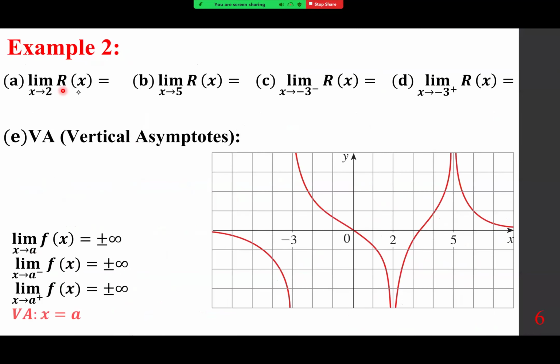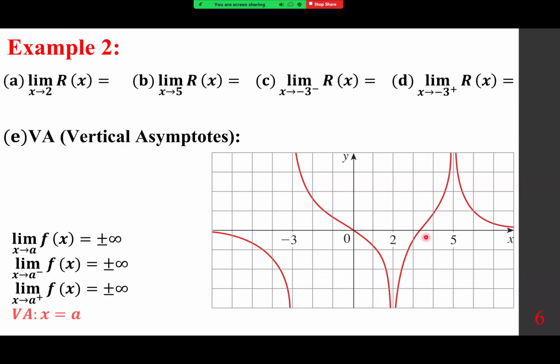We want to find the limit of r of x as x approaches 2, 5, negative 3 from the left, negative 3 from the right. I'm reminding everybody of the definition of a VA, short for vertical asymptote. If the limit of f of x as x approaches a, or a from the left or a from the right, is either negative or positive infinity, then it gives rise to the equation x equals a being a vertical asymptote.